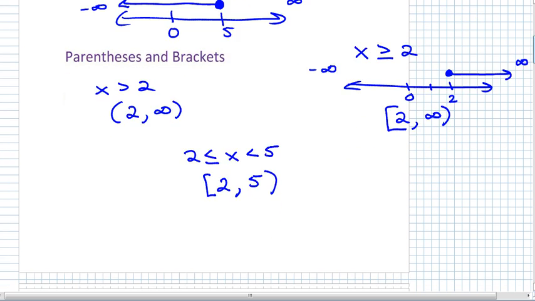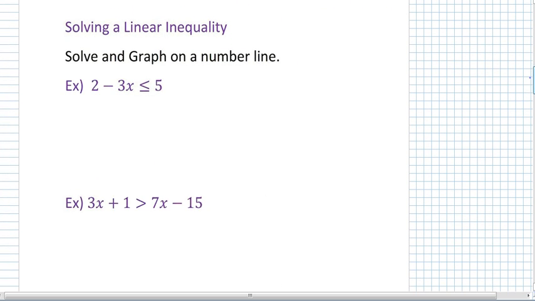All right, so now we're going to solve some inequalities. So for the first one, we move the 2 over. And remember, inequalities we solve just like equations. So we have negative 3x is less than or equal to 3. Divide by negative 3, and we get x, and this would be -1.